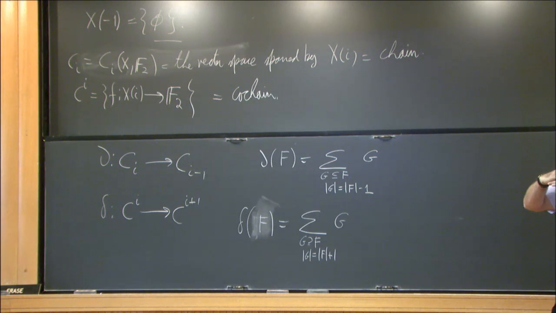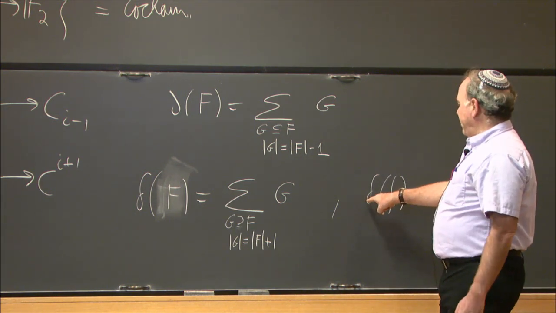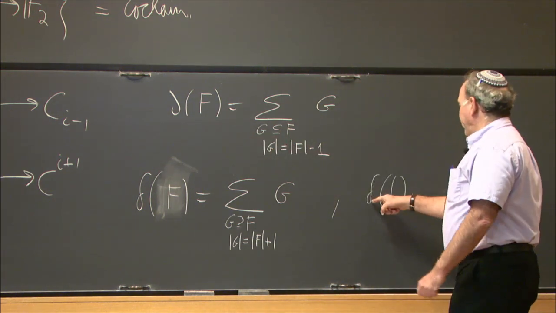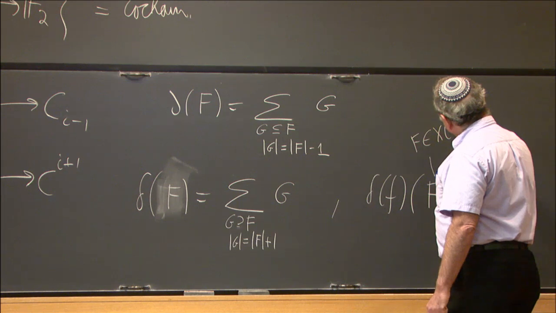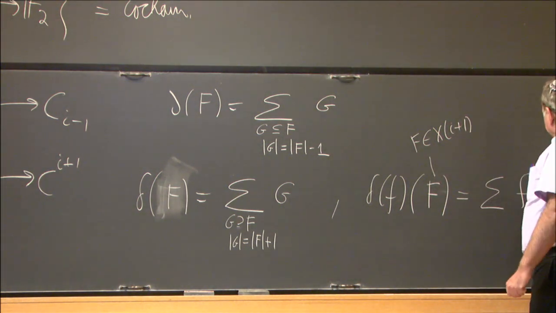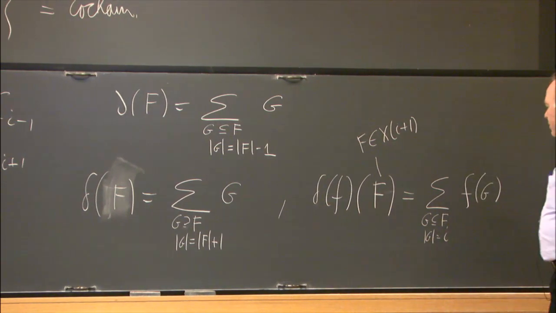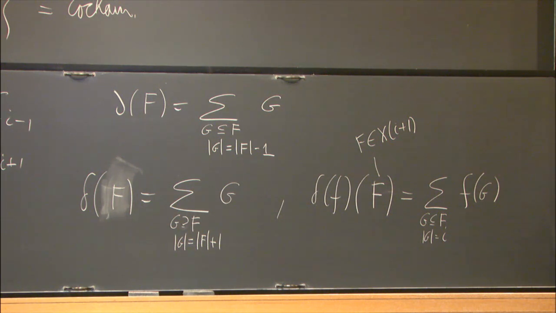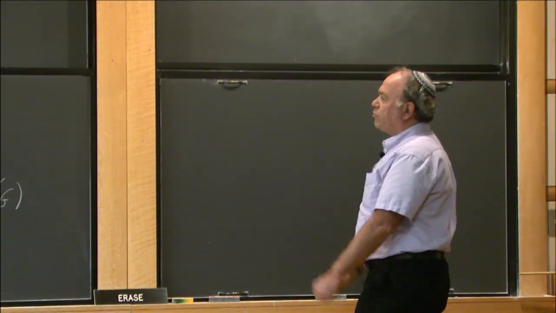So for every edge, I'm taking the formal sum of all the triangles containing that edge. Or another way to think about it, as a map on functions: delta f of some F, where F is now in X(i plus 1), is the sum of f of G, where G is inside F and G is of size i. You can think about it for a second, you see that this is really the same definition. So as you can see, everything is very elementary. It needs a little bit of time to digest. I'll give you examples in a second, so you see that it's quite familiar if you go to graphs.